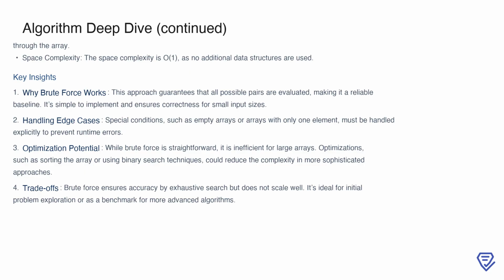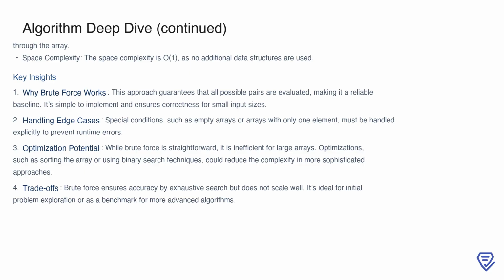However, it's crucial to account for edge cases to avoid runtime errors. For example, if the input array is empty, we need to return a default value or an error. Similarly, if the array has only one element, we must handle the inability to form pairs. While this method ensures correctness for small input sizes, its inefficiency becomes evident as the array grows larger.